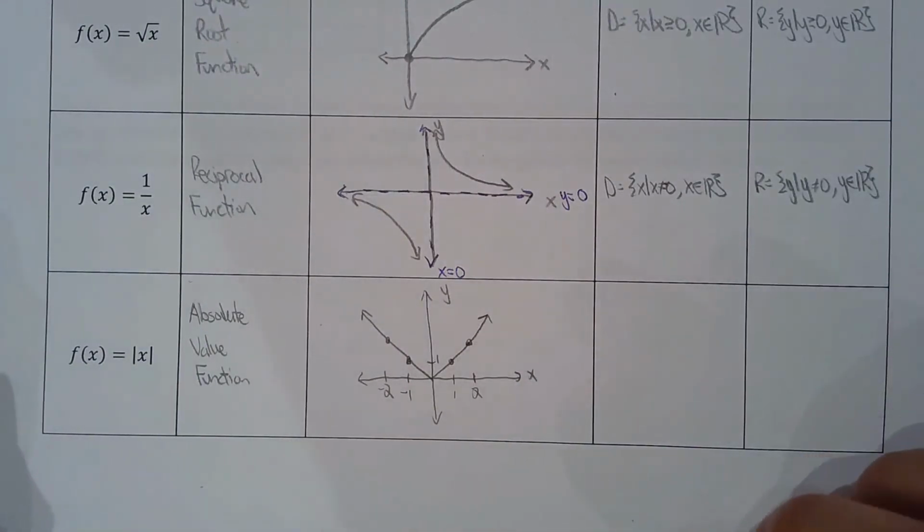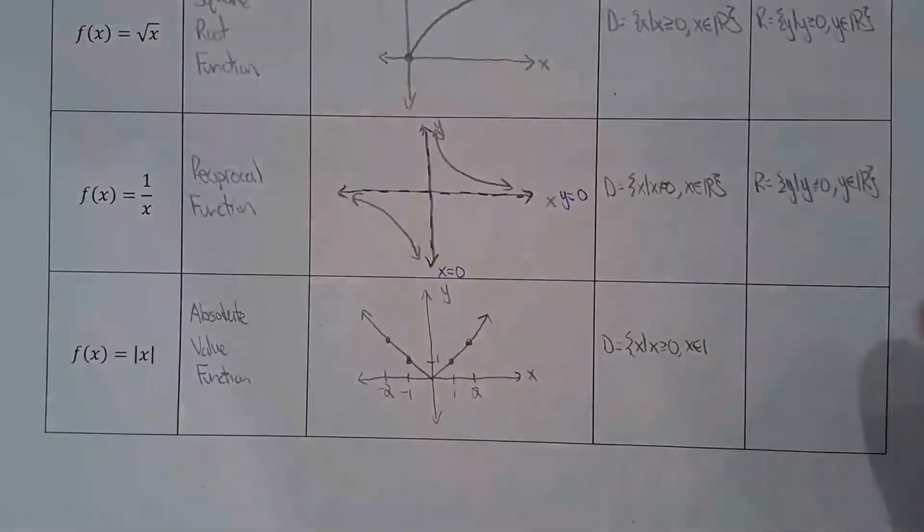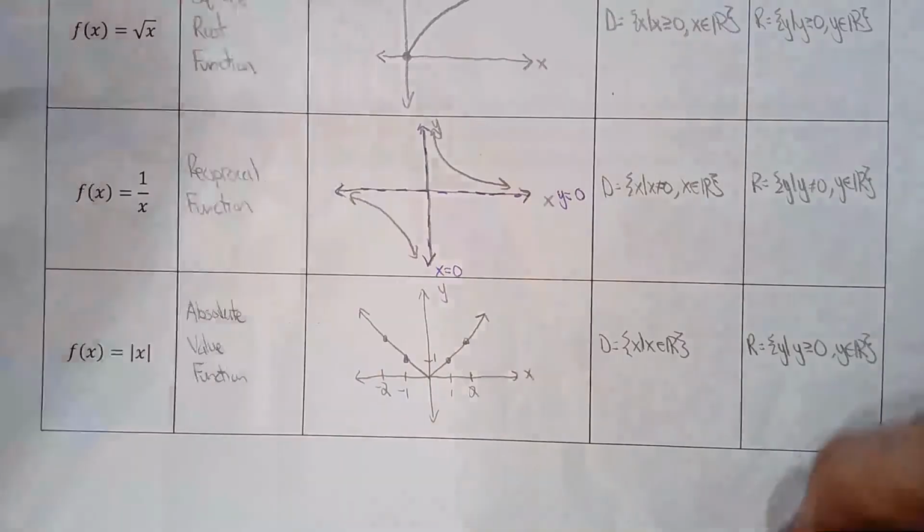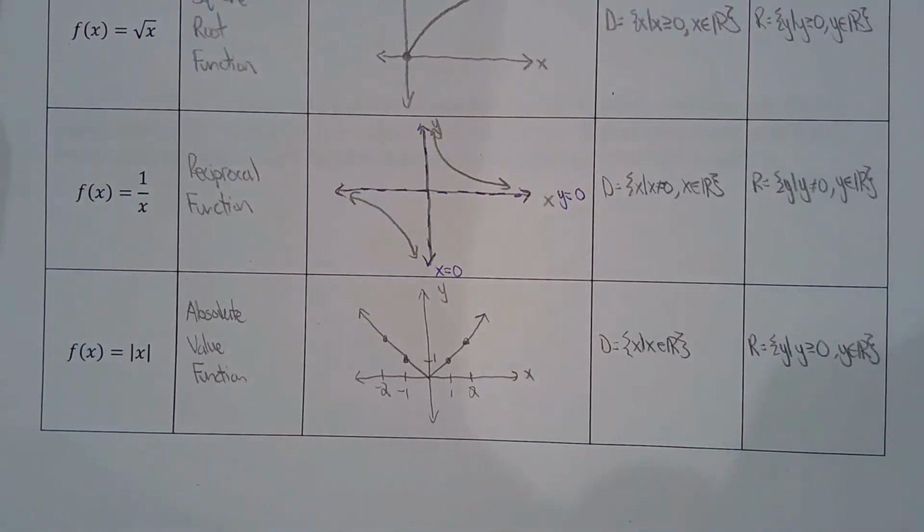So if we're taking the magnitude of the input, that means the output will be greater than or equal to 0. Oops, I meant that for the range. x is any real number. But for your range, the output values will be greater than or equal to 0, because you're taking the magnitude of the input. So you can let x be any real number, but the output values, the y values, will be greater than or equal to 0.